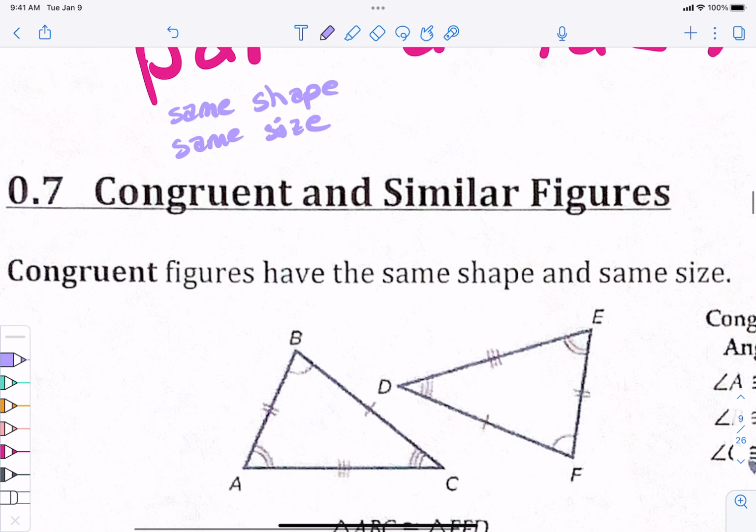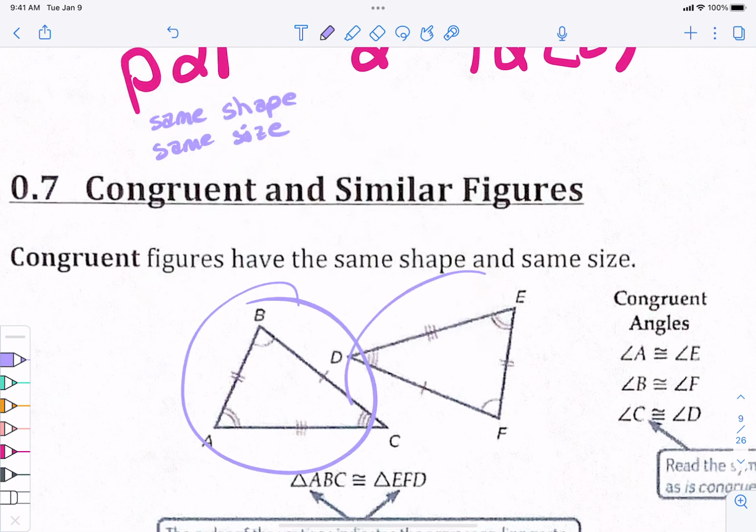So kind of like these two triangles right here, I have turned one of them to be facing the other direction, but they are still the same shape and same size. Regardless of their orientation, like how they're facing, they are the same shape, same size, so they are congruent figures. We're going to talk more about those here in a second, okay?